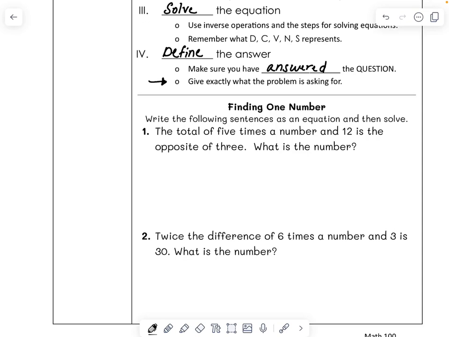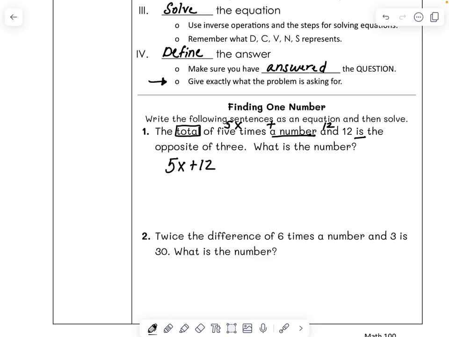So the first one, write the following sentences as an equation and then solve. The total of 5 times a number and 12 is the opposite of 3. What is the number? Well, we can see that we're looking for a variable. 5 times a number and 12. Well, 5 times a number, which would be 5x. And 12, the total. We know that total is going to be plus 12. So we know that we're starting with 5x plus 12.